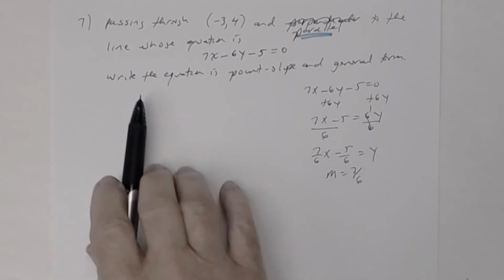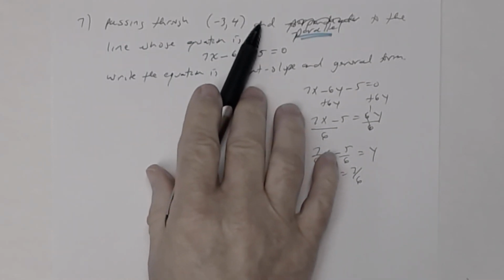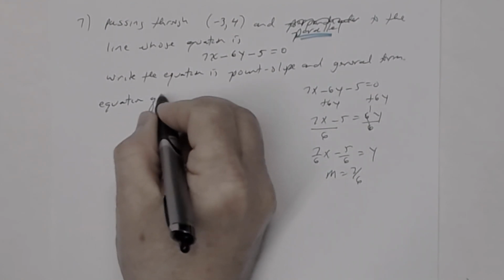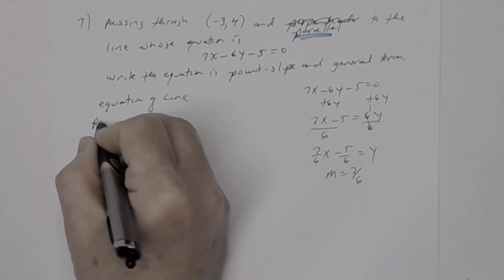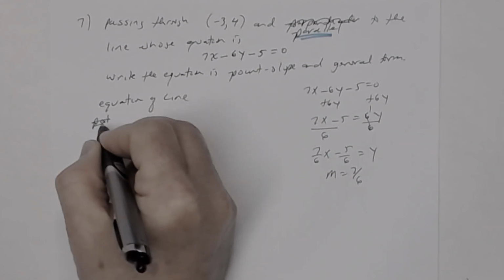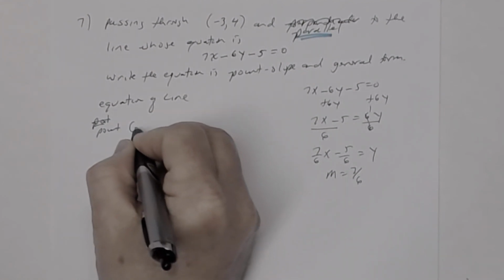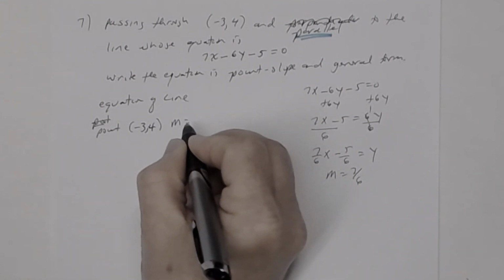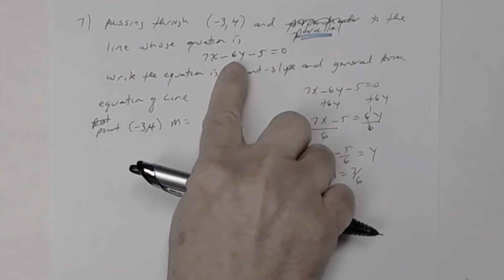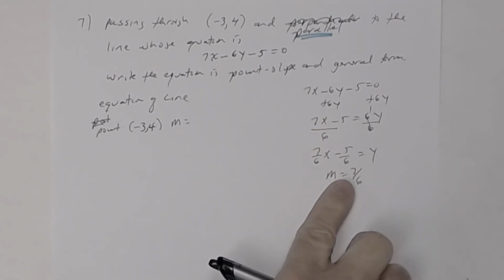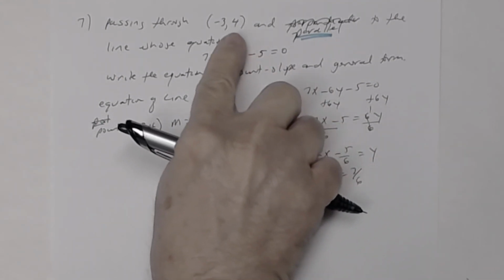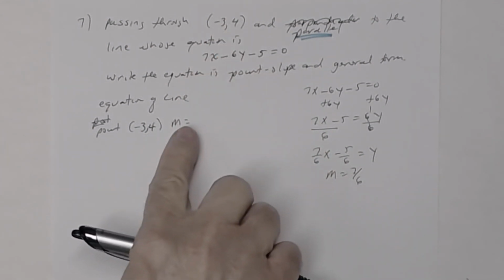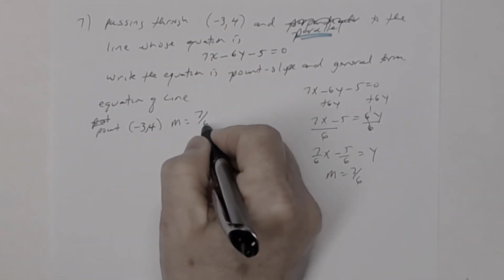All right, now I want to find the equation of this line right here. So the equation of the line I'm interested in contains the point -3, 4, and has the slope. So the slope of this line is 7/6. That line is parallel to this line. So therefore the slopes have to be the same. So the slope of that line is also 7/6.